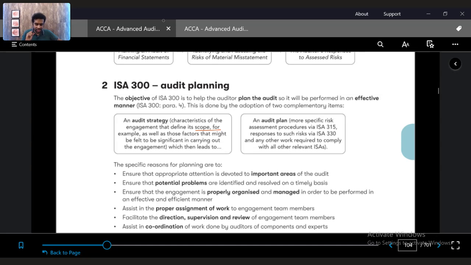Scope, timing and direction for the audit will be done in the audit strategy, whereas the audit plan is more specific in nature. You write down specific aspects of the audit. You will identify the risk of the audit. You will create the responses for the audit. You will decide who will be your team members.